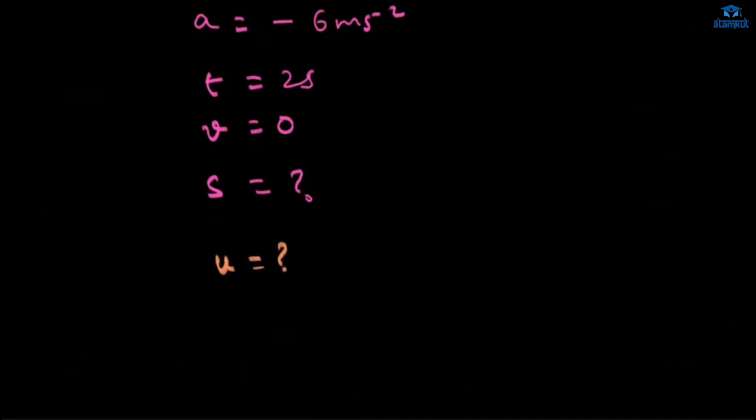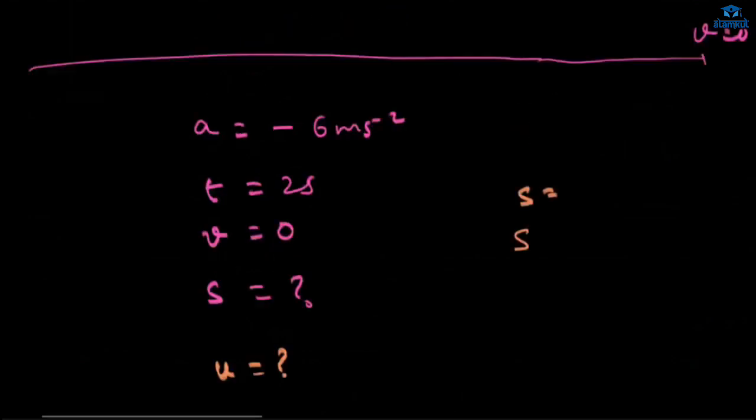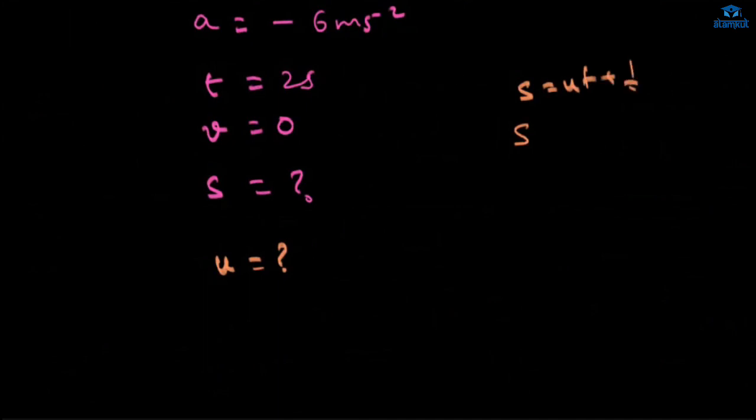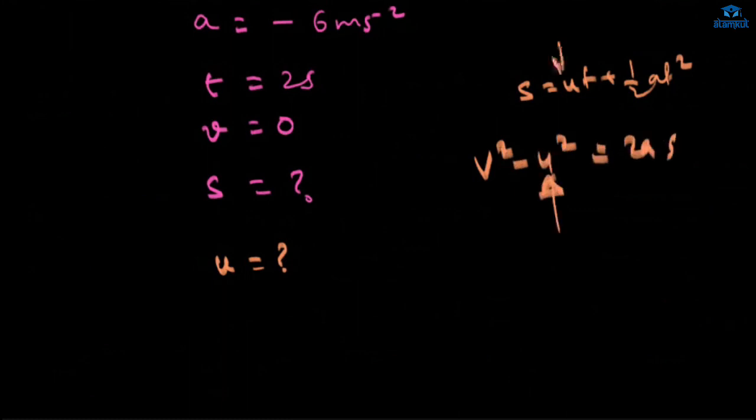Why? Because in both of the equations, second and third, we need u to figure out the value of s, because s is equal to ut plus half at square. And also, if we apply this formula, v square minus u square is equal to 2as, then also u is needed. Anyhow, we have to find the value of u to get the value of s.